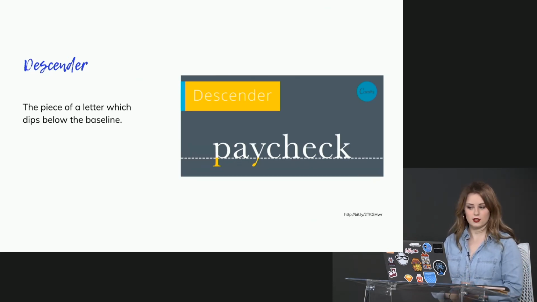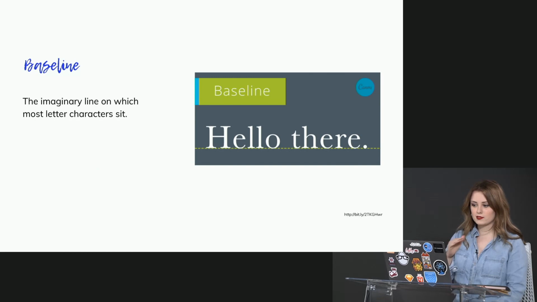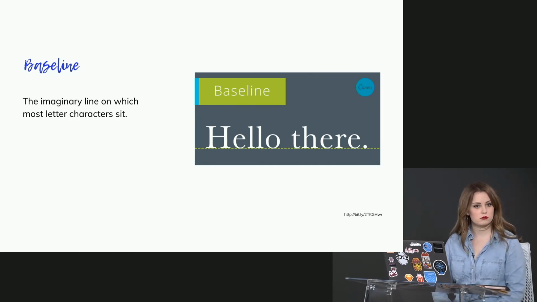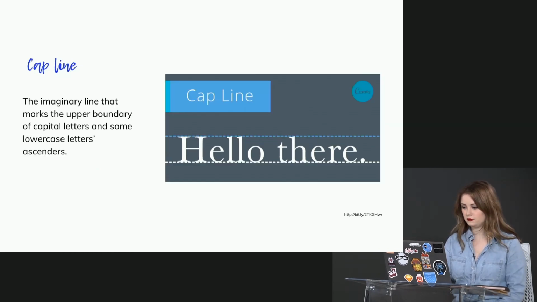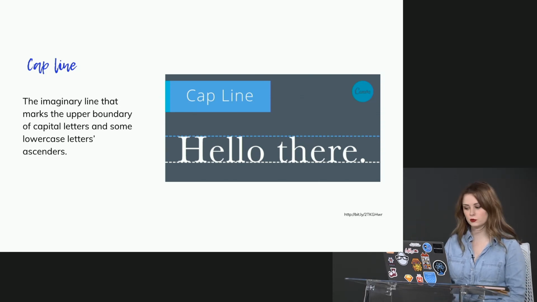And on the opposite side, anything that dips below that bottom line is called a descender. The baseline is just that imaginary line that our letters are going to sit on. And the cap line is the one that comes right above it. So we've got our cap line, our baseline, our ascenders, and our descenders, which go above and below those.